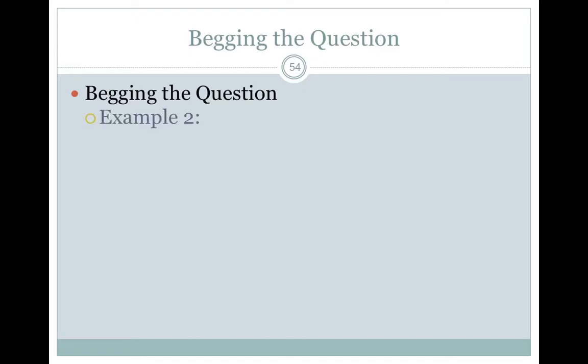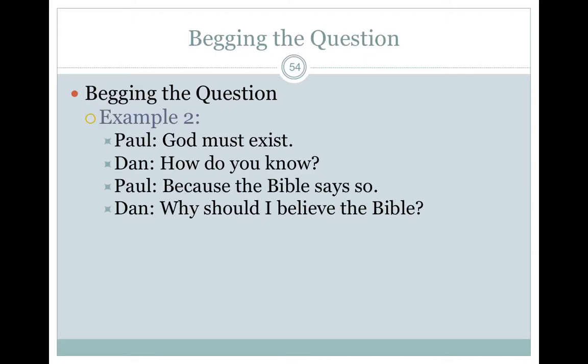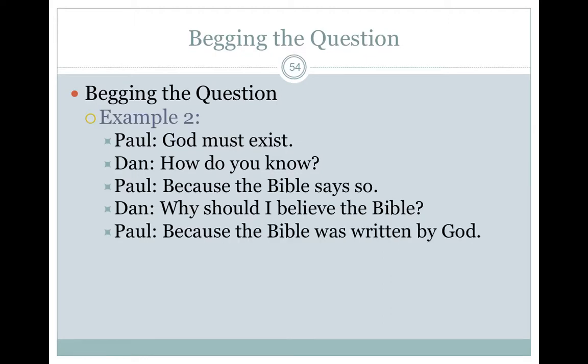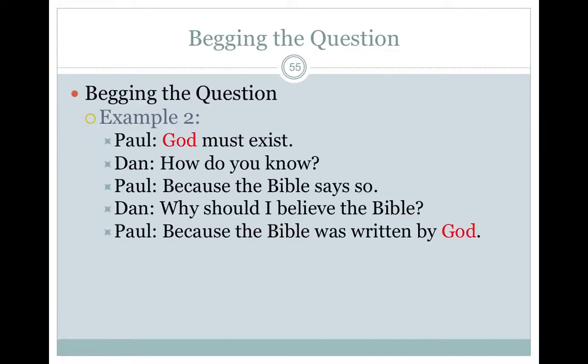Here's a more illustrative example. So Paul says God must exist, and Dan asks, how do you know? Paul says, well, because the Bible says so. Dan says, why should I believe the Bible? Paul says, because the Bible was written by God. Now, you can see that the problem here is that Paul's trying to prove that God exists, but ends up assuming that God exists in order to prove it. If you assume what you're trying to prove in order to prove it, that's a bad argument.